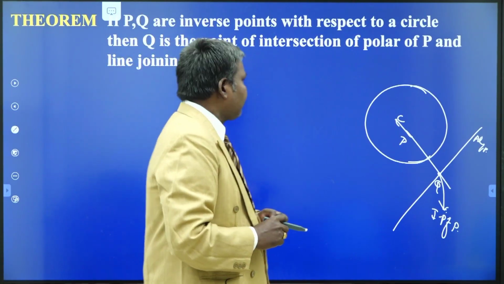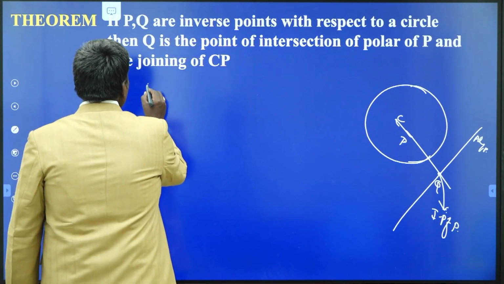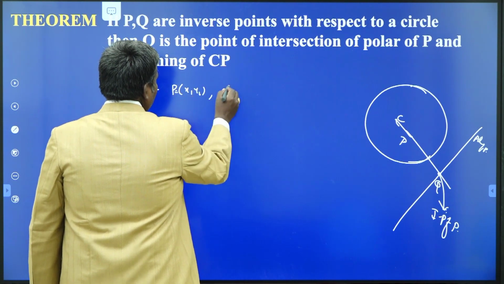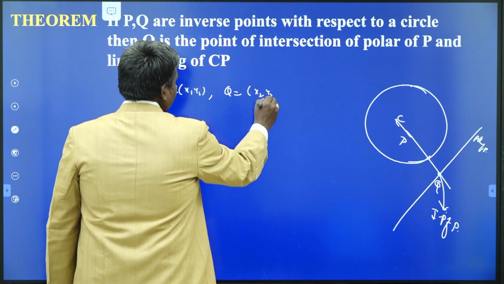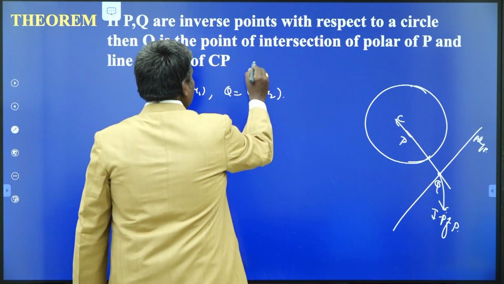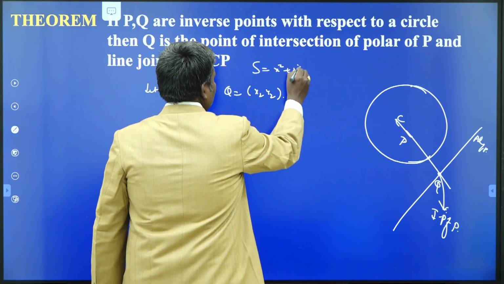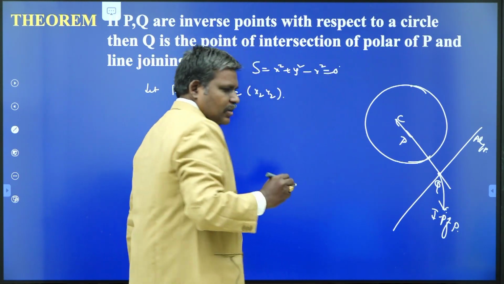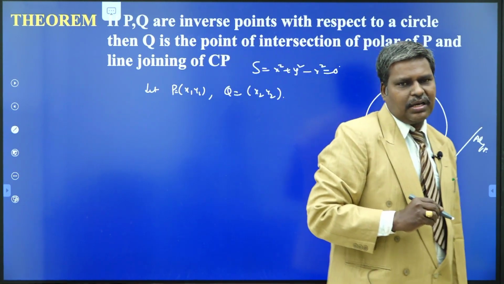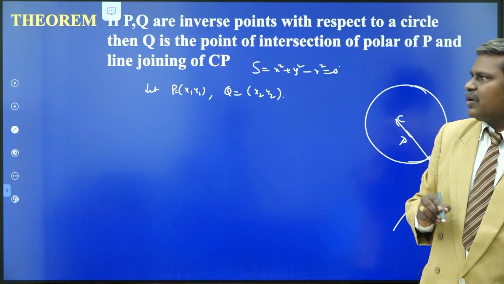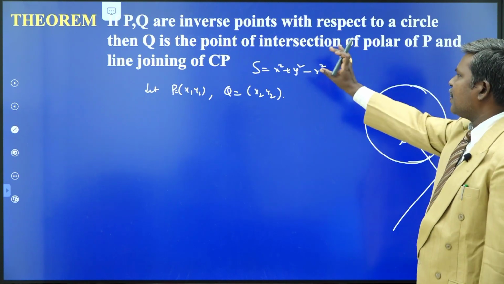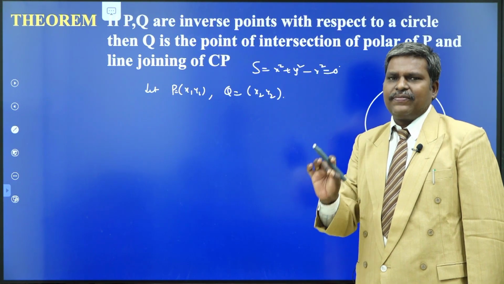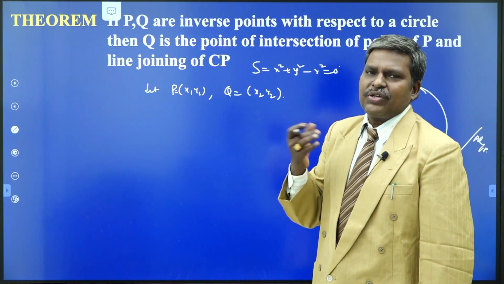This is the diagram. So let P be x1, y1. Q is equal to x2, y2. And consider the circle S equal to x square plus y square minus r square equal to 0. For the sake of convenience, I am considering the circle with center at the origin. What is your aim? I am repeating once again to you, dear students. P, Q are inverse points. Then Q is the point of intersection of the polar of P and the line joining C and P.